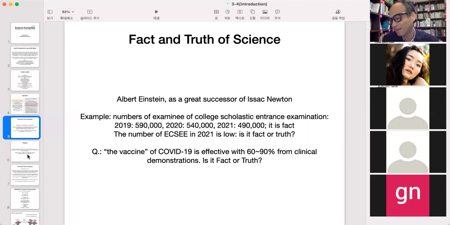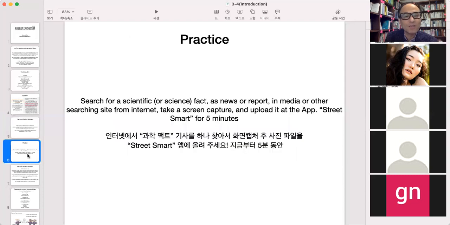Okay, I think you are still confused or not sure about the discrepancy in definition between fact and truth. So let me give you this practice for the next 5 minutes. Search for a scientific fact as news or a report in media or another search site on the internet. Take a screenshot and upload it in the app. Okay, next 5 minutes, please go ahead.